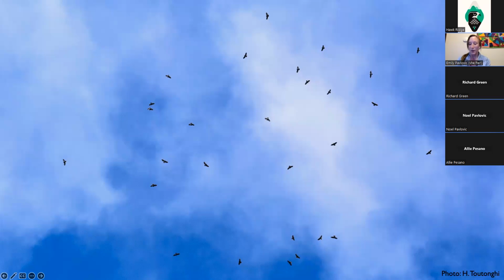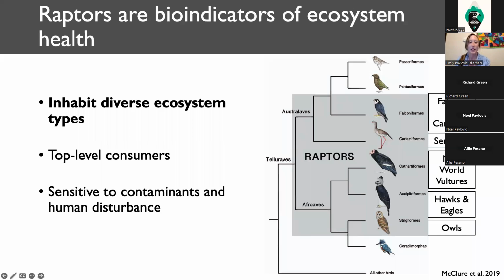So why do we even care about raptors? Why should we study them? And why are there many different places across North America that do study them? Well, there's a variety of different reasons, but one really great reason is that raptors are incredible bioindicators of ecosystem health. First of all, raptors are this very diverse group of birds.